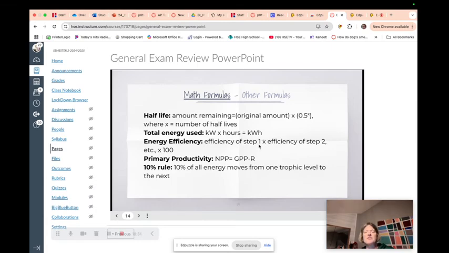Energy efficiency is the efficiency of step 1 times the efficiency of step 2 times the efficiency of step 3, and you get a number and you multiply that by 100 for your percent efficiency. Okay, primary productivity: net primary productivity is equal to the gross primary productivity minus the plant's respiration. Okay, the 10% rule is that 10% of all energy moves from one trophic level to the next.